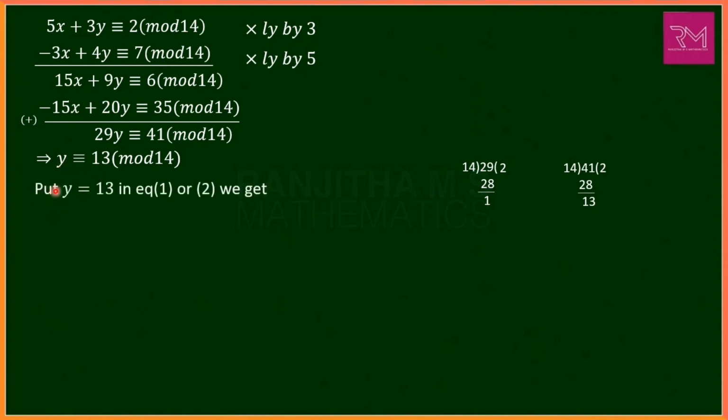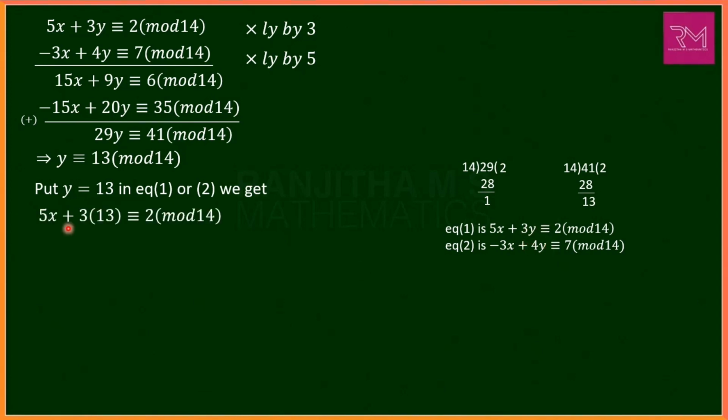Next, we have to put y is equal to 13 in equation 1 or equation 2. Here equation 1 is this, equation 2 is this. We can substitute y is equal to 13 in equation 1 or equation 2. I am substituting y is equal to 13 in equation 1. So we get 5x plus 3 into y, which is 13, equal to 2 under modulo 14. So we get 13 into 3 is 39.